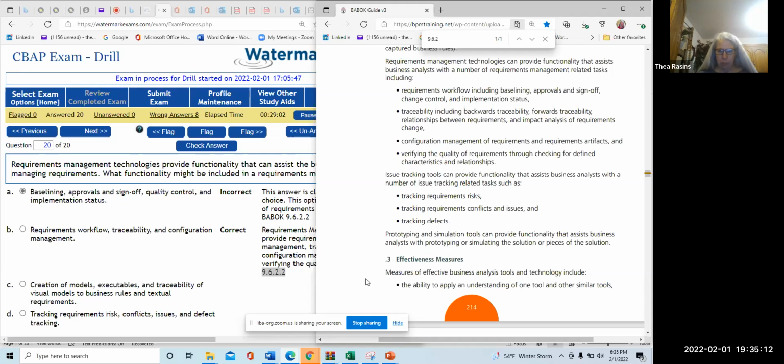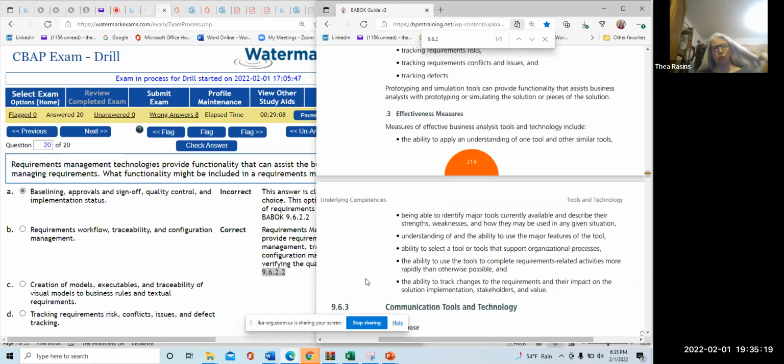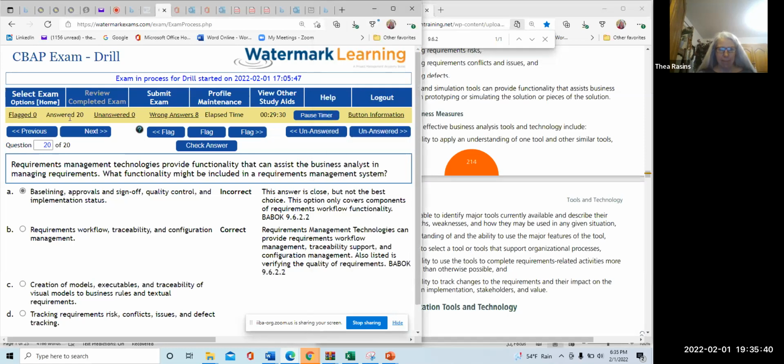And then effectiveness measures, ability to apply an understanding of one tool to other similar tools. Being able to identify major tools currently available and describe their strengths, weaknesses, and how they may be used in a given solution. Basically, do you know how to use them? Any questions on this, guys? Nope. Okay.